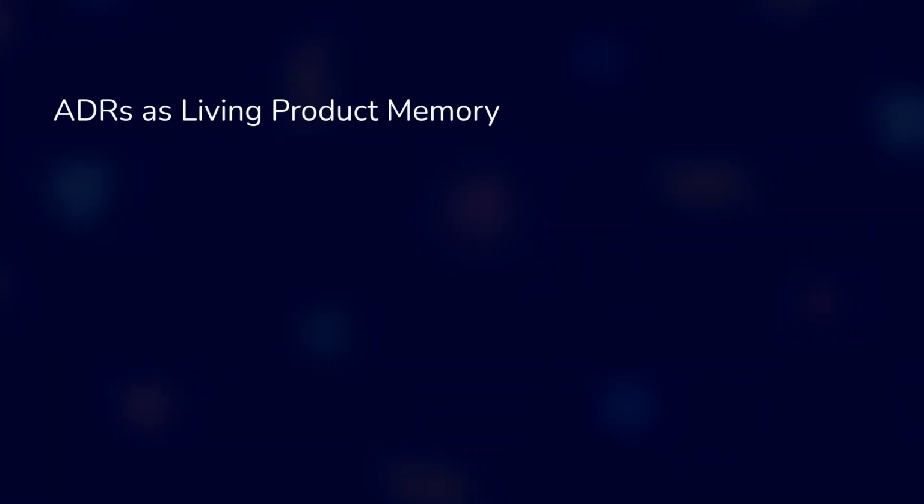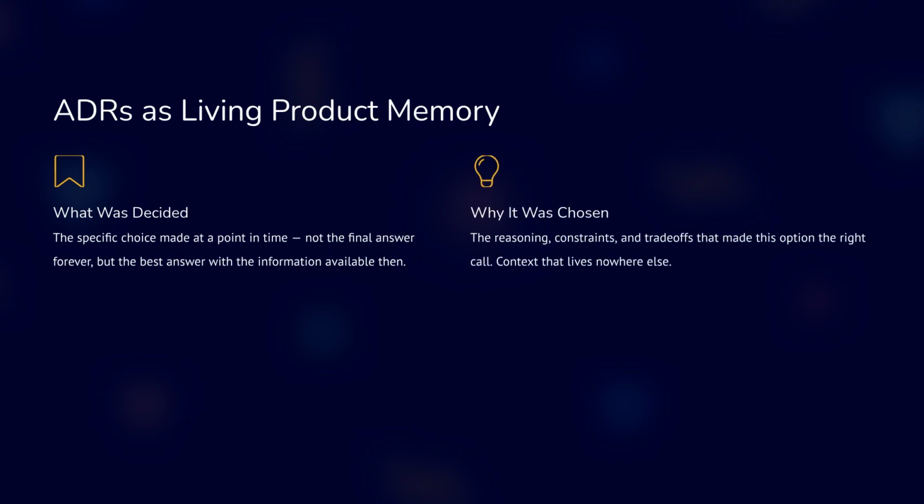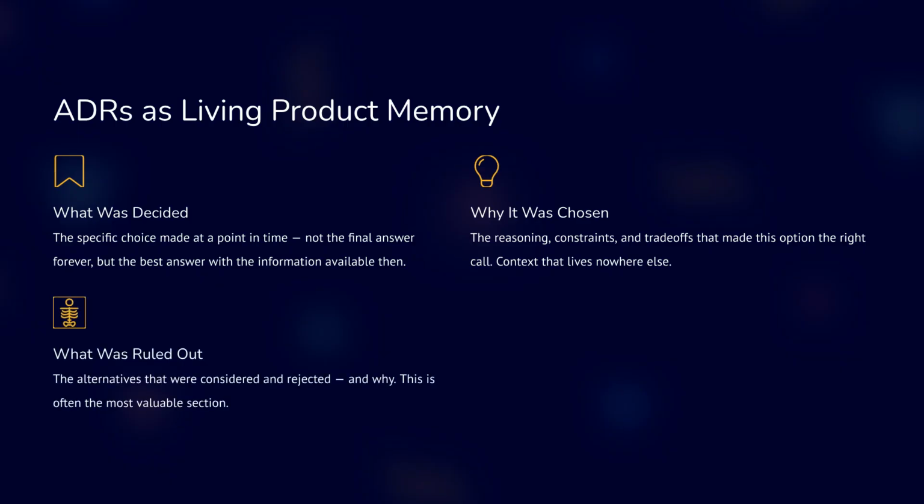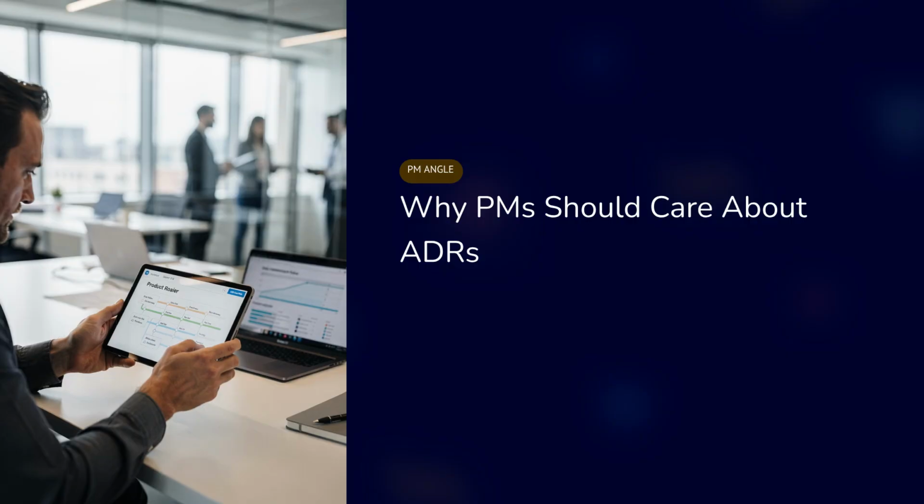ADRs serve as a living product memory, documenting 4 key things: what was decided, the best choice at the time, why it was chosen, the reasoning and constraints, what was ruled out, the rejected alternatives, and when to revisit, conditions that would trigger re-examination. From a product manager's perspective, ADRs are highly valuable.